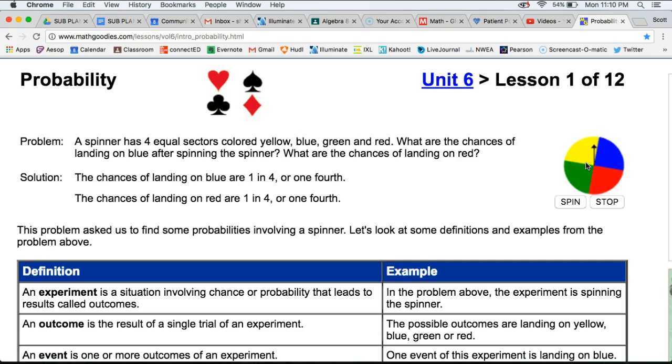Because the pieces are equal, and there are 4 pieces, you have a 1 in 4 chance, or 25% chance, or 1/4 chance of landing on any of the colors before the spin. So chances of landing on blue are 1/4, or 25%. Chances of landing on red are 1/4, 25%. How is that true? Well, simply put, probability is the outcome divided by the total number of possibilities. And over here, I have 4 possibilities. Blue is one of them, so it's 1 out of 4. Same idea here. Red is one of the 4 possibilities, so it's 1 out of 4. Equal opportunity or equal chance for each one.